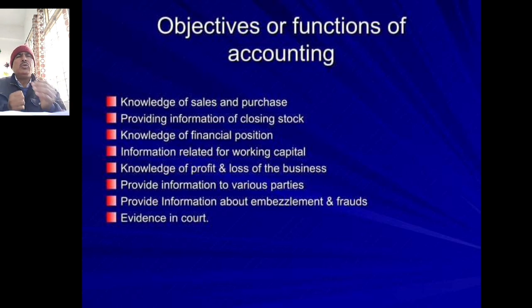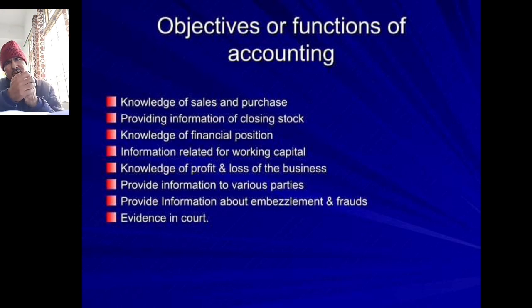And the next objective is knowledge of financial position. How much are our assets and how much our liabilities, what is to be received and what is to be paid, how much is to be purchased, how much to be sold, how much to be produced. That information is found from the accounting books. That is the functional objective of accounts, knowledge of financial position. Then we find out the information related to working capital, how much our current assets and how much our current liabilities. We deduct the current liabilities from the current assets, and then we find out the working capital. Then we discuss the next point as knowledge of profit or loss of the business.